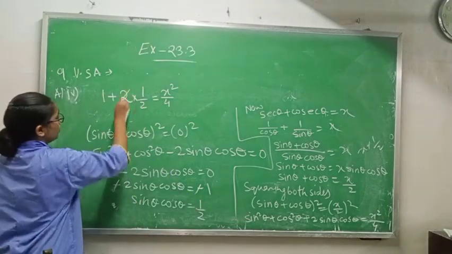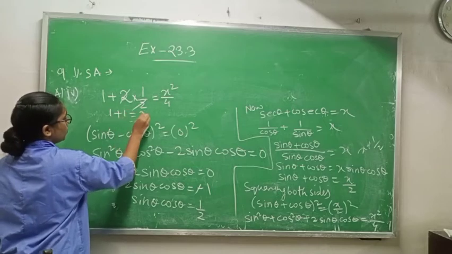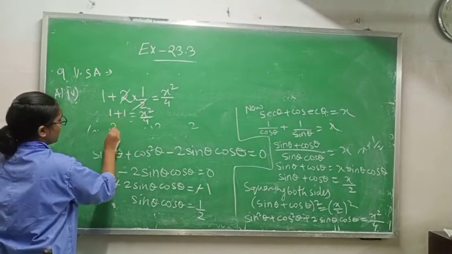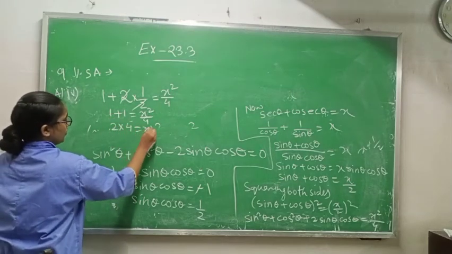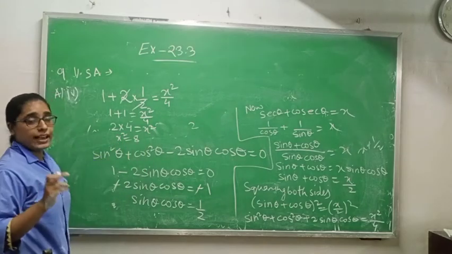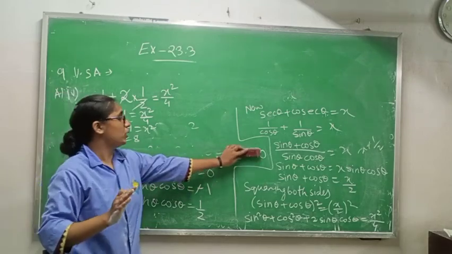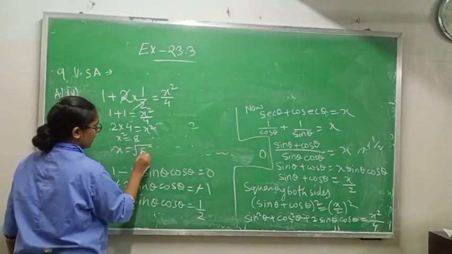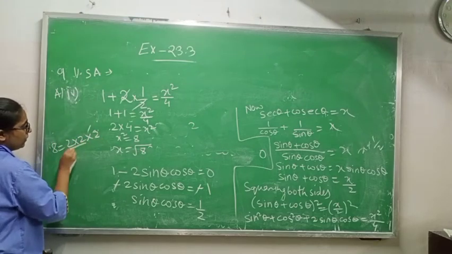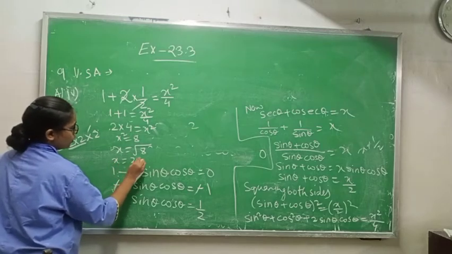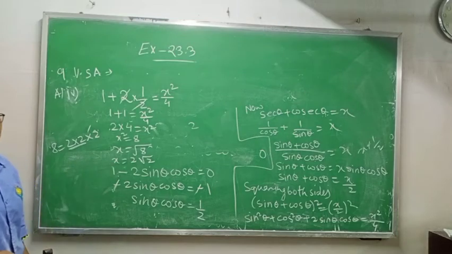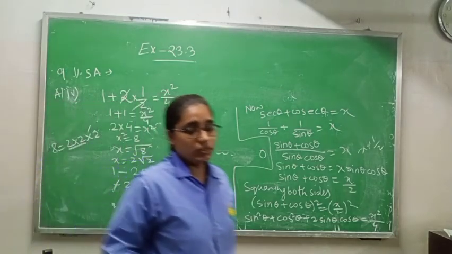Now the two ones are cancelled. 1 plus 1 equals x square by 4. Now 1 plus 1 is 2, and this 4 will come here, it will become 8. x square equals 8. But we need the x value, not the x square value. So x equals root over 8. Now if you break 8, you will get 2 into 2 into 2. You can take a pair of 2 and take this 2 outside, and root 2 will be inside. So the value is x equals 2 root 2. Complete this one.